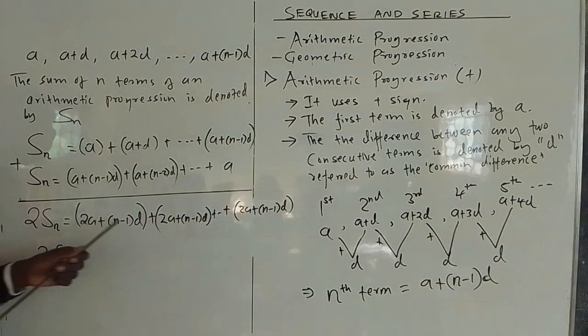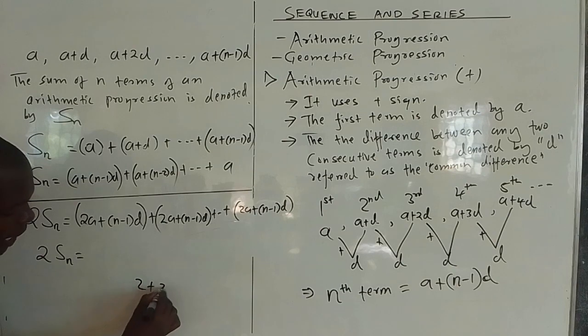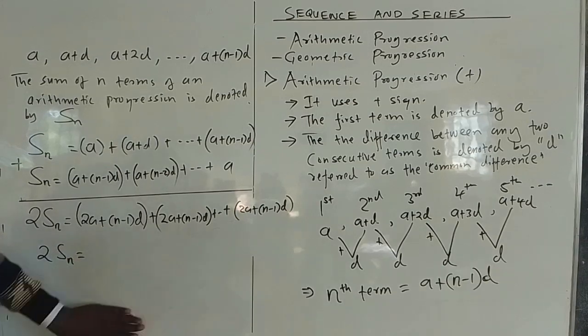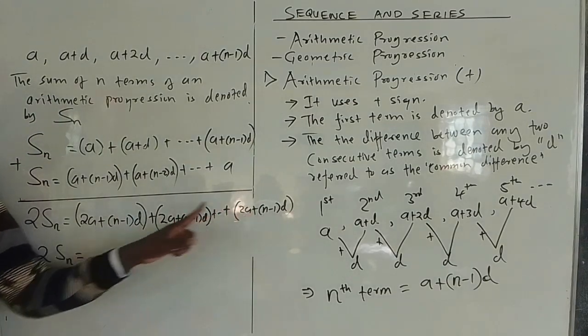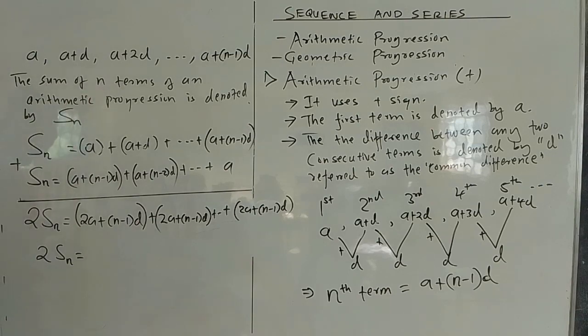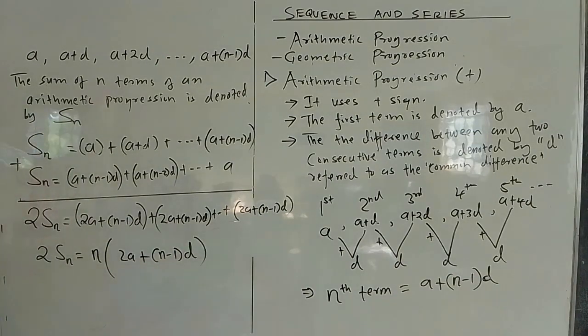So if you are summing the same thing n times, it's like you are multiplying that thing with n. Meaning when I'm summing 2 plus 2 plus 2 plus 2, 4 times, it's like I'm multiplying 2 times 4. So here it means I'm summing the same factor n times, meaning I'm going to get n times that same factor, 2a plus n minus 1 into d, isn't it?